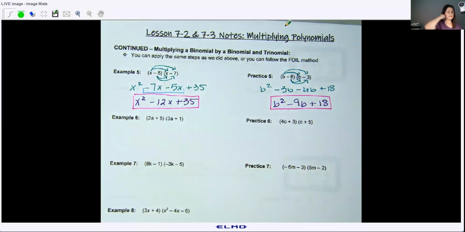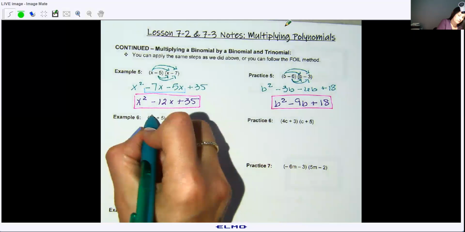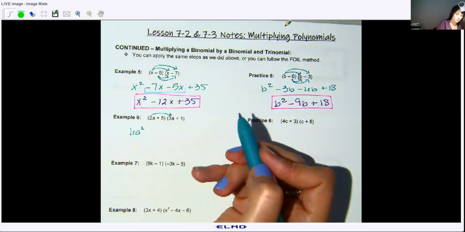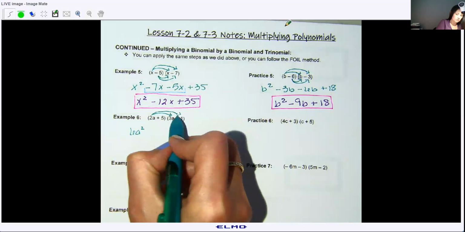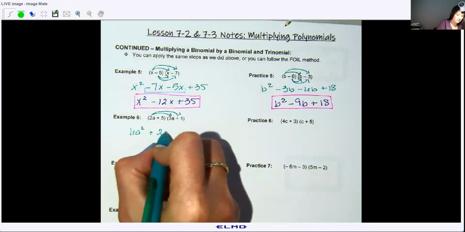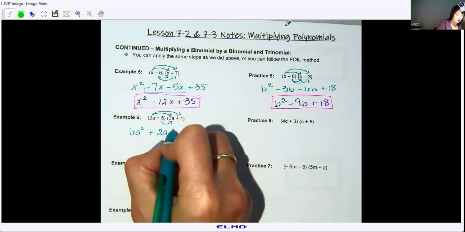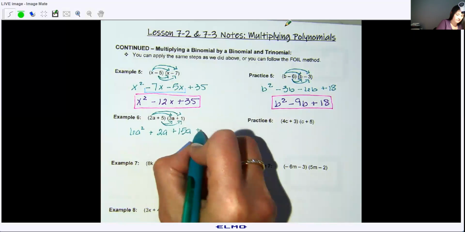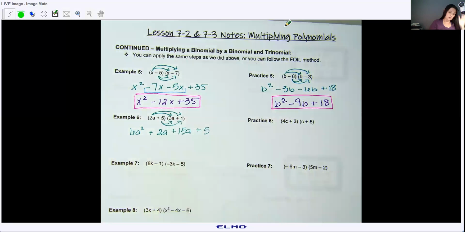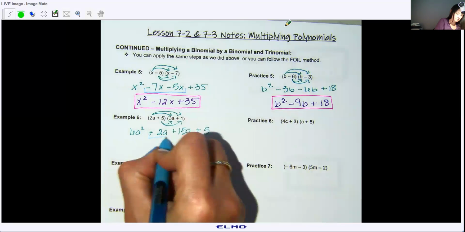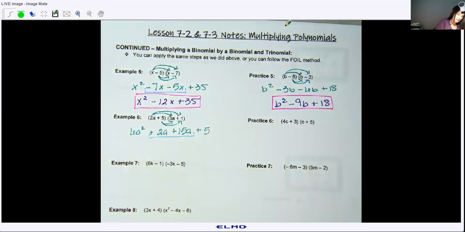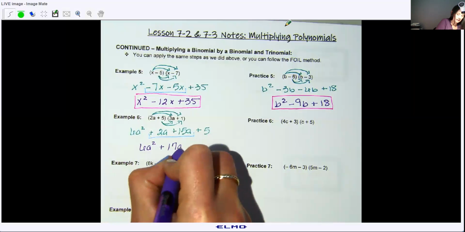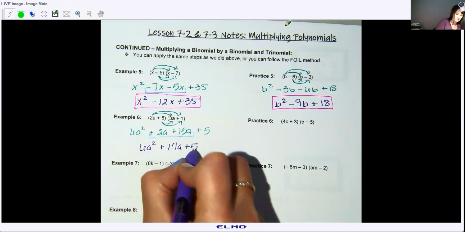All right, example 6. So now we have 2a times 3a, which is 6a squared. So we're adding in some coefficients here. 2a times 1 is 2a. 5 times 3a is 15a. And 5 times 1 is 5. Okay. So then I'm going to add up my like terms, and I end up with 6a squared plus 17a plus 5.